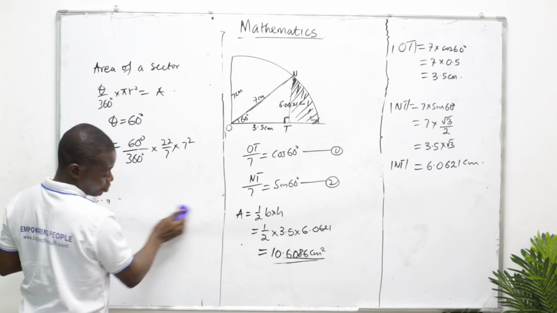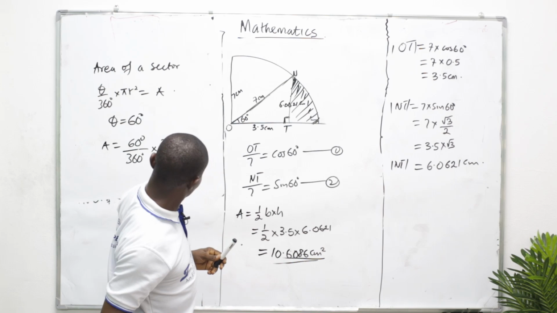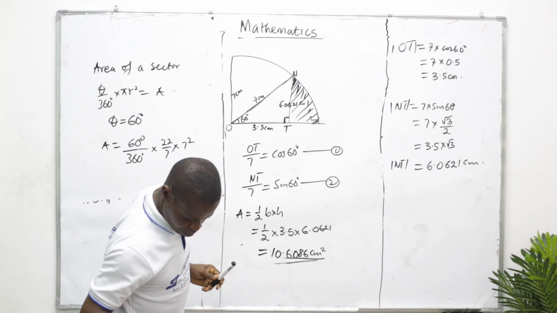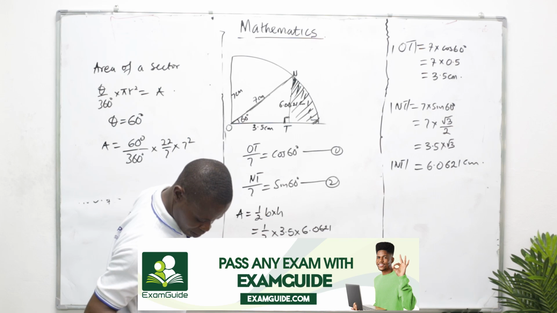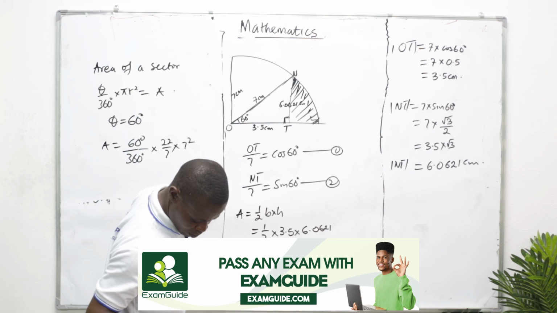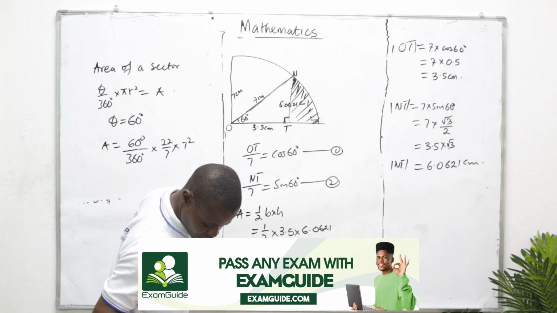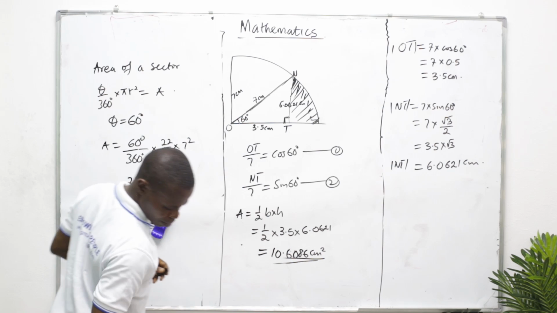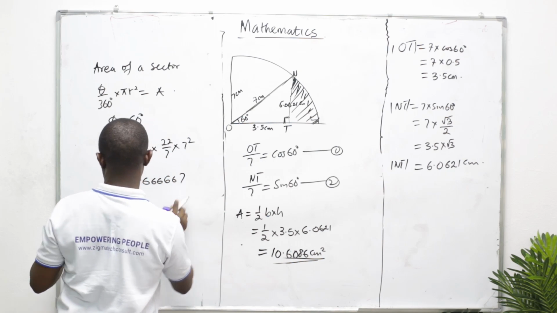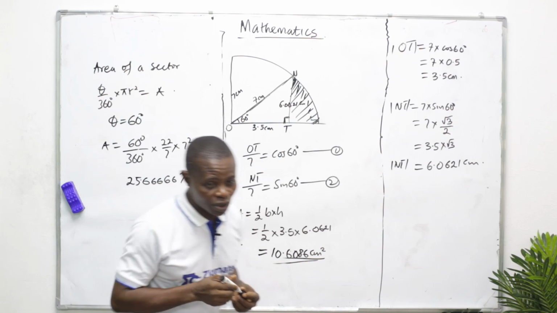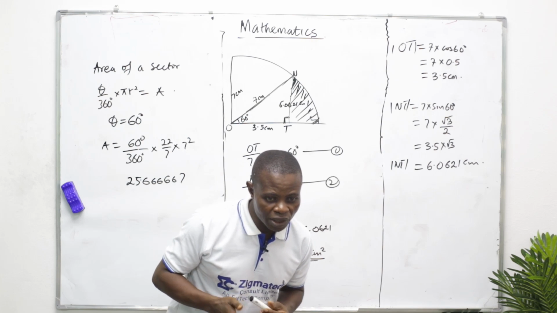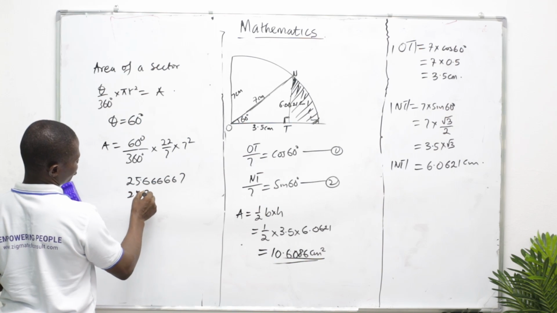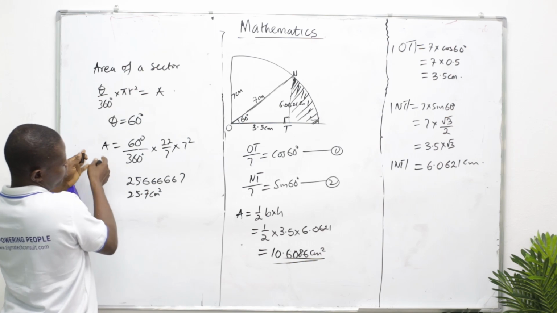So we're going to have that is 60 degree all over 360 multiplied by 49 multiplied by 22 all over 7. Okay, 25.66666667. Is that instruction given? Correct to 1 decimal place, okay? That is 25.7 cm square for the sector.